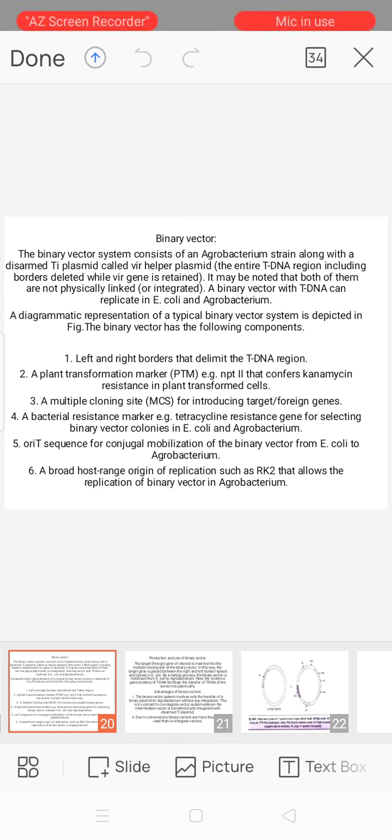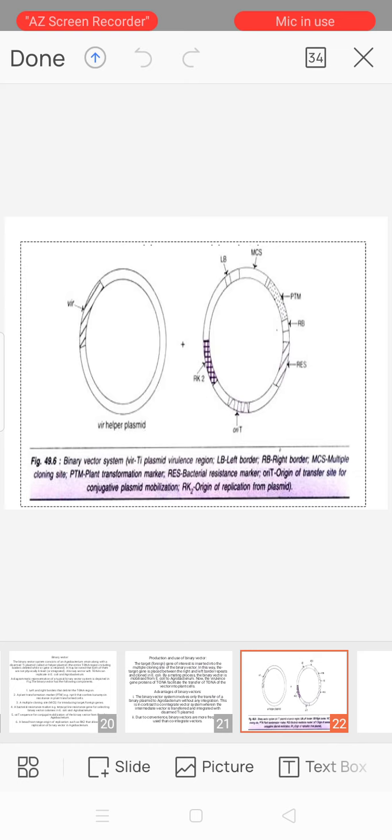A bacterial resistance marker, example tetracycline resistance gene, for selecting binary vector colonies in Escherichia coli and Agrobacterium. The oriT sequence for conjugal mobilization of the binary vector from Escherichia coli to Agrobacterium. A broad host range origin of replication such as RK2 that allows the replication of binary vectors in Agrobacterium.